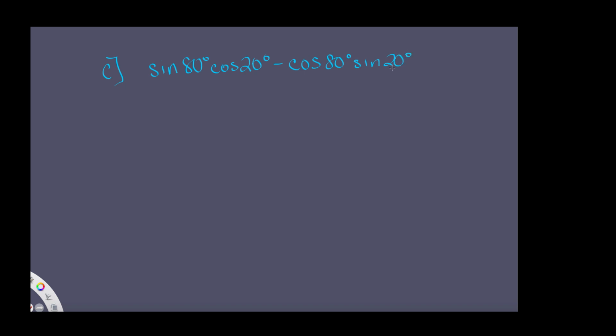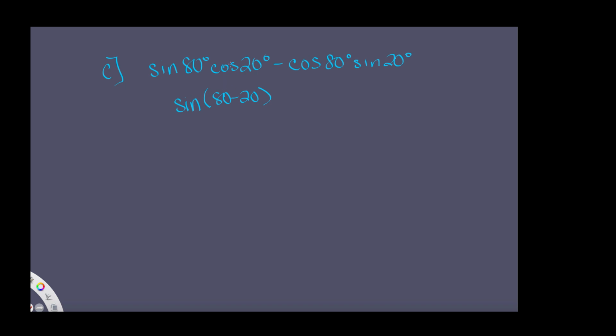And if we look at our sheet, this looks like the sine of a difference formula. So if we look at the sine of a difference formula, we see sine of alpha minus beta equals sine alpha cosine beta minus cosine alpha sine beta. So it looks like the sine of a difference. So we can rewrite this as the sine of 80 minus 20.